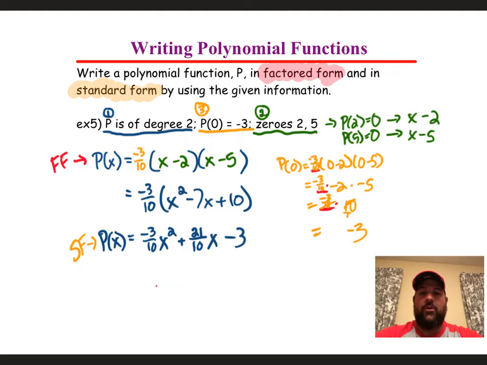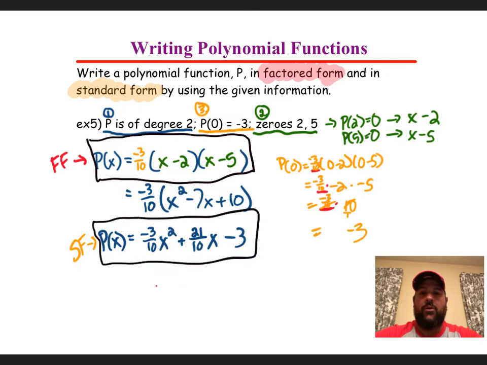So here are our two final answers then. In factored form, we have p of x equals negative 3/10 times x minus 2 times x minus 5. In standard form, we have p of x equals negative 3/10 x squared plus 21/10 x minus 3. Let's look at another example.